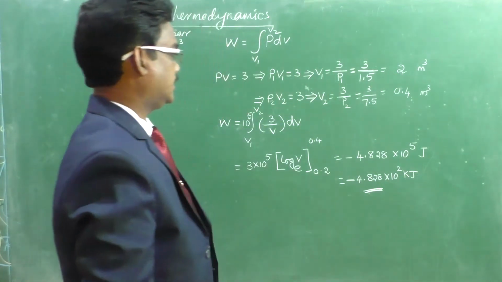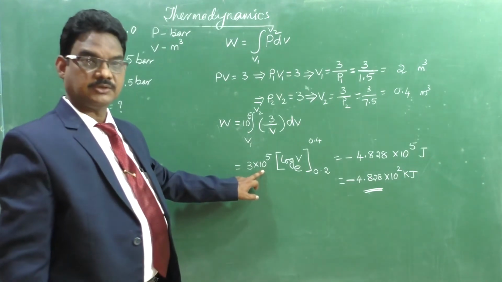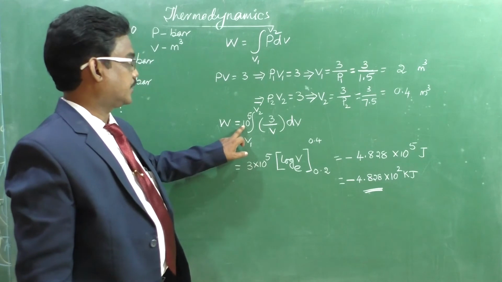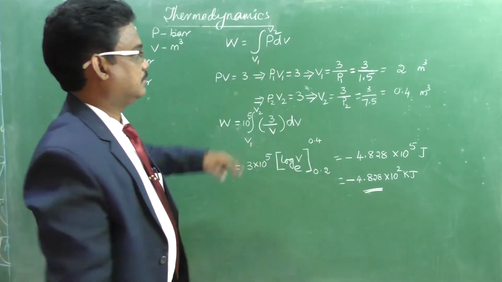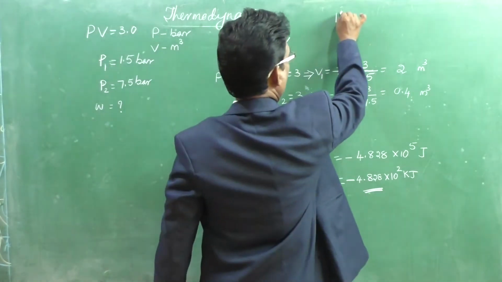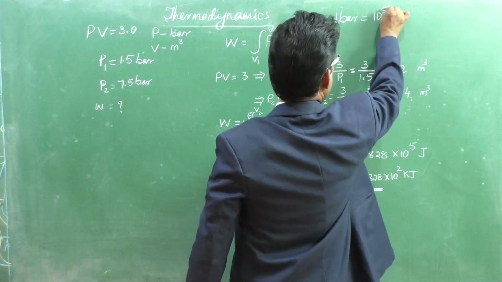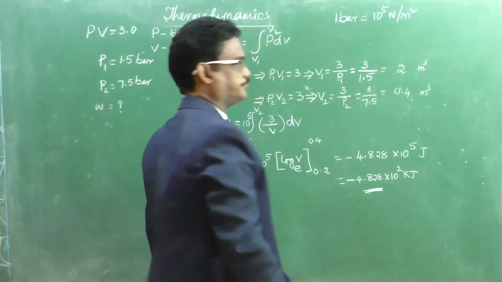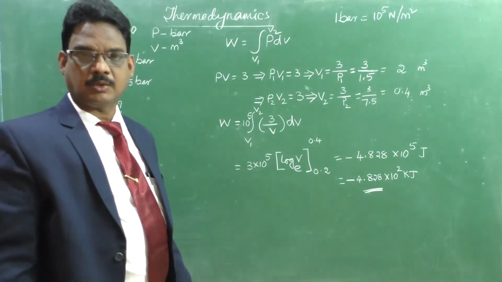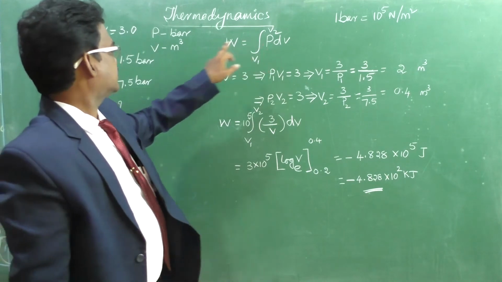And generally students make a mistake at this point. They forget to write 10 to the power of 5, because 1 bar equal to 10 to the power of 5 Newton per meter square. Here pressure is in bars.